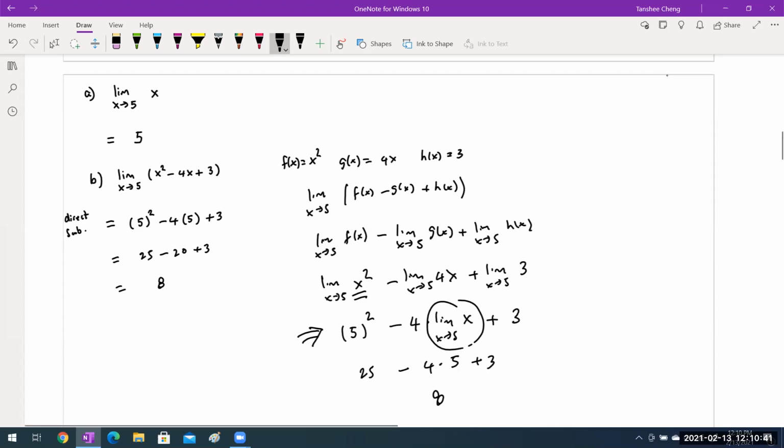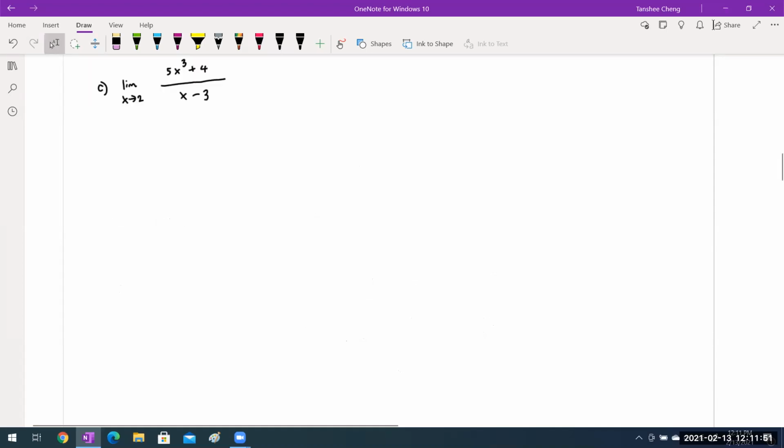So now let's take a look at example number 3. In example number 3, we are taking the limit as x approaches 2 of the rational function x to the third plus 4 divided by x minus 3. From this, I can right away see the domain of this rational function. The domain is anything but 3; x cannot be equal to 3. And since the value that we are approaching is within the domain of the function, we can use direct substitution.